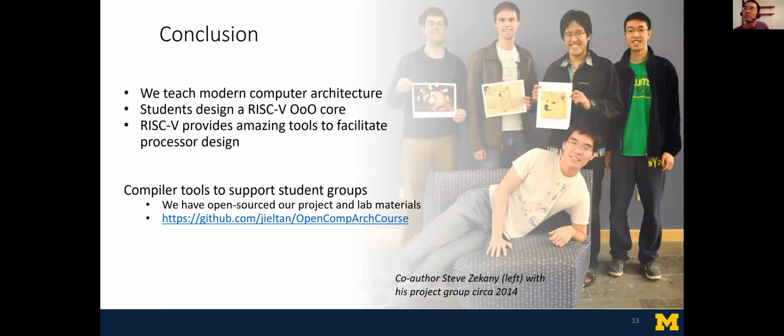So in the end, I just want to summarize the things that we covered. First, we talked about a class that we teach on modern computer architecture, and how we created a project for students to design a RISC-V out-of-order core. And we also talked about the benefits that RISC-V brings, which is the amazing tools that can be used to facilitate a processor design, especially in the educational setting.